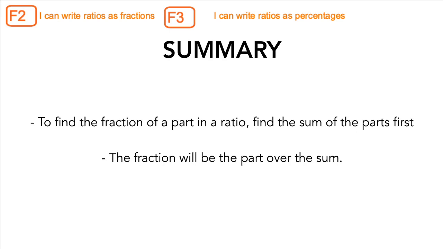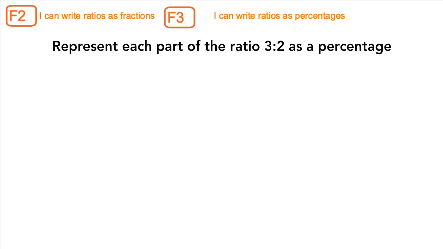Now let's think about another way of representing parts of a whole. We know we can represent it as a fraction. How about a percentage? For example, represent each part of the ratio 3 to 2 as a percentage. We start by doing the same process for finding the fraction, then turn the fraction into a percentage. To change a fraction into a percentage, we divide the numerator by the denominator, then multiply the answer by 100.